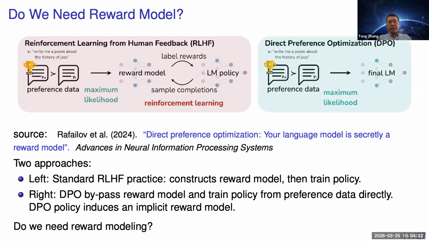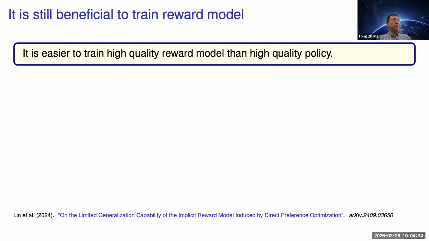Do we need reward modeling? And the answer is yes. If you have a simple sentence to say why, it is easier to train a high quality reward model than a high quality policy. I mean, reward is a judgment, and judgment is easier than generation.